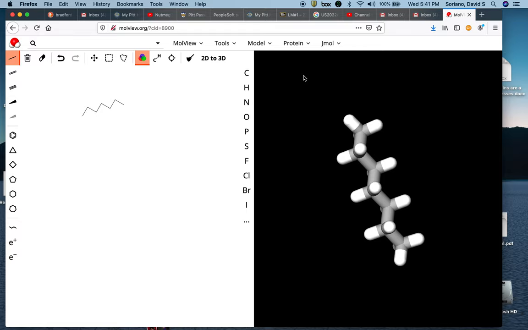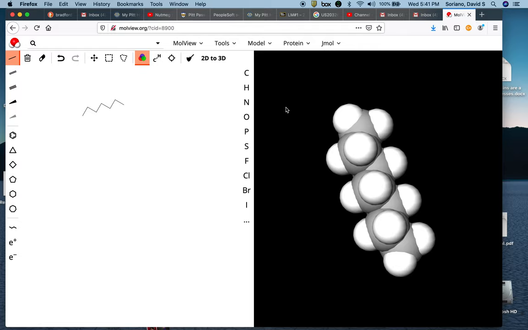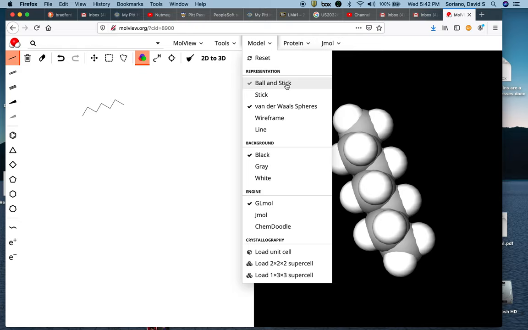Now, let me go back over here to model. And you can vary that. I wouldn't do a space fill right now. You do that later on with drug design. When all is said and done, you can get an idea of the volume and surface area requirements of the drug. You don't start with that now. Let's ignore it. Let's go back to ball and stick.